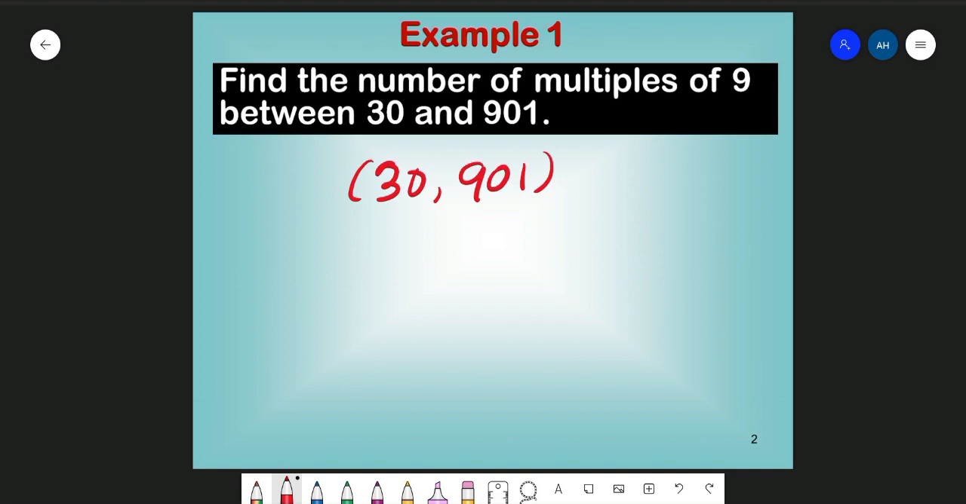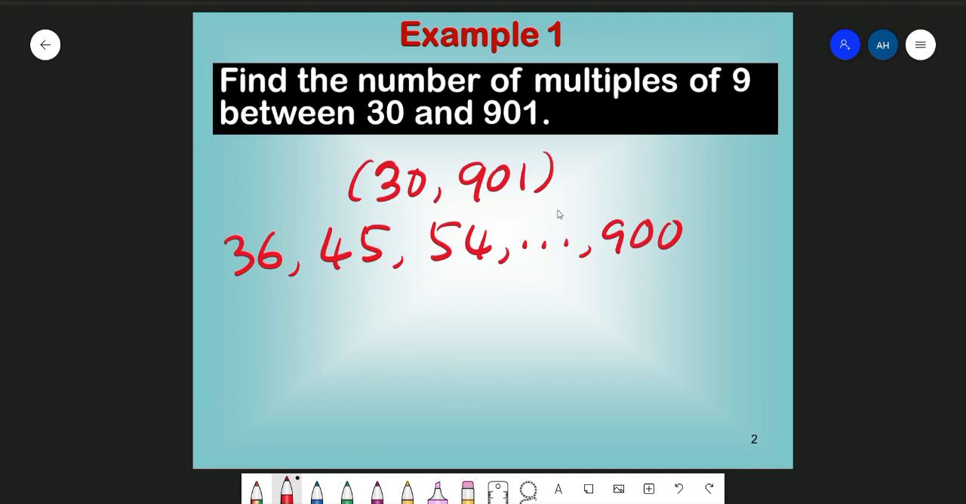The smallest multiple of 9 in this interval is 36. Okay, 9 times 4 is 36. And then we have 45, right? 9 times 5 is 45. And then 9 times 6 is 54. And we can continue. And the last multiple of 9 in this interval is, of course, 900. Okay, this is the sequence.